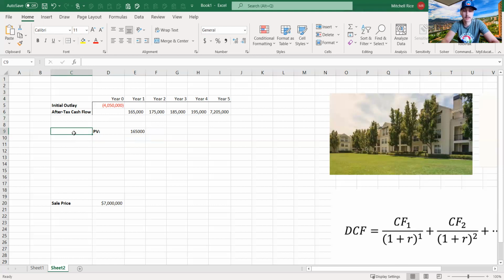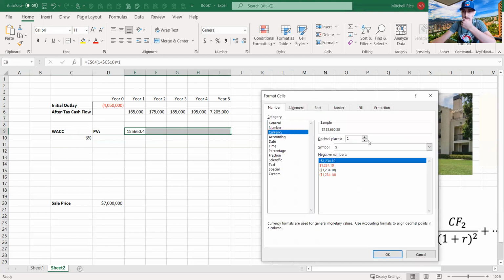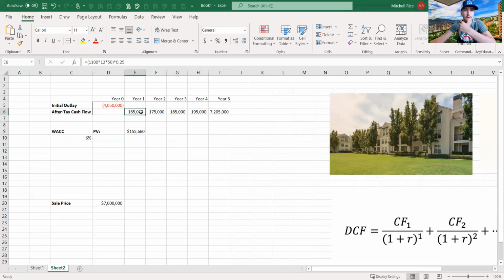Let's write in our discount rate real quick. Don't pay attention to this just yet, but just know that this is going to be my discount rate. And let's just call it, I don't know, 6% for now. Let's convert all these to currency, with no decimal places. Okay, perfect.